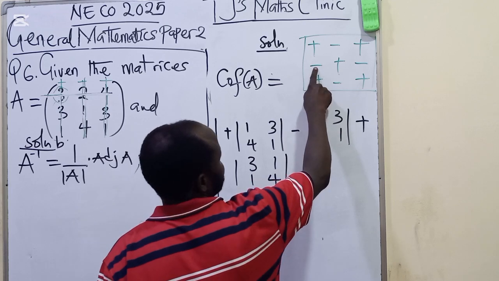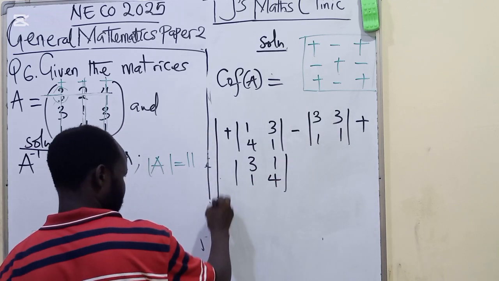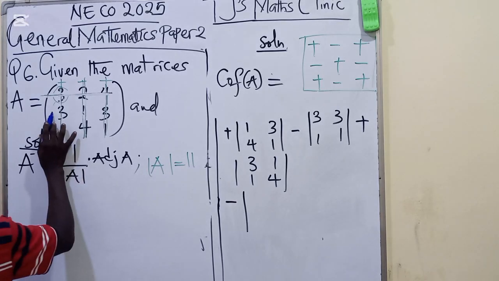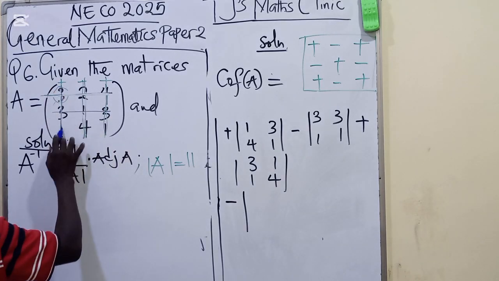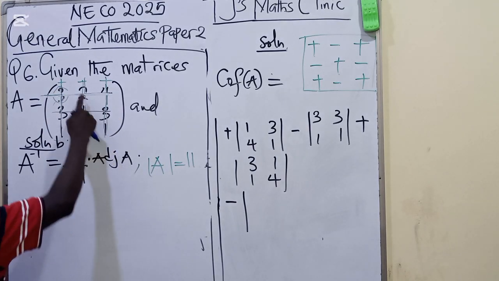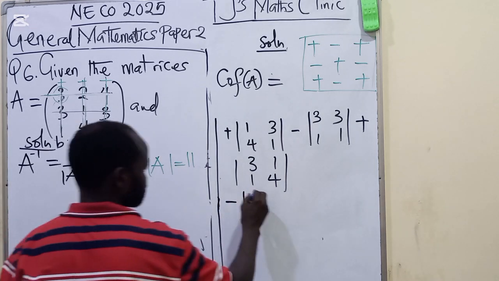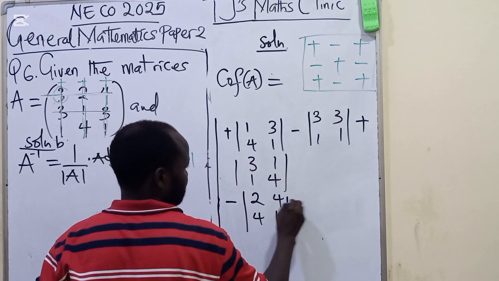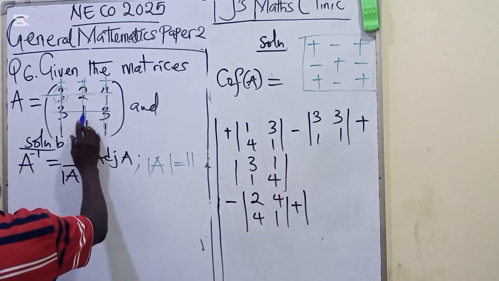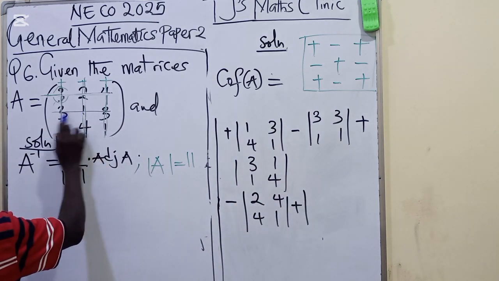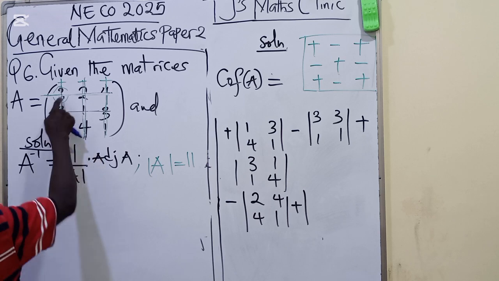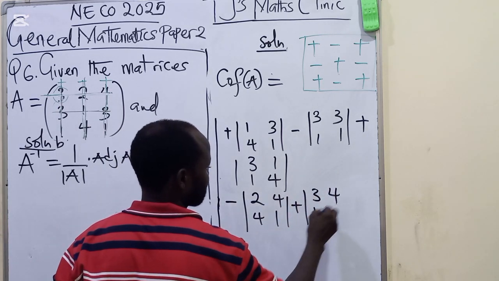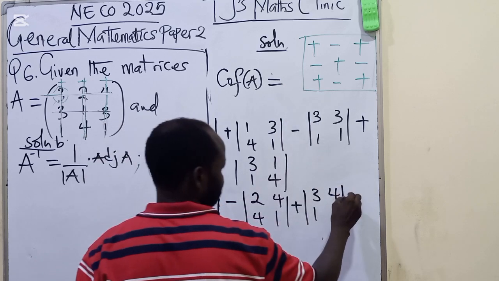We move to this negative now. Let me take it down here. We have negative. We are here now. We close this row and this column. We have 2, 4, 4, 1. We are at positive now. We pick the positive. We close this row and this column. We have 3, 4, 1, 1. The next one now is negative.